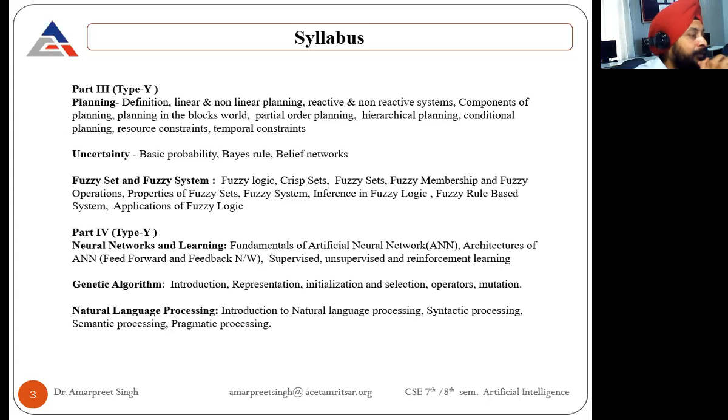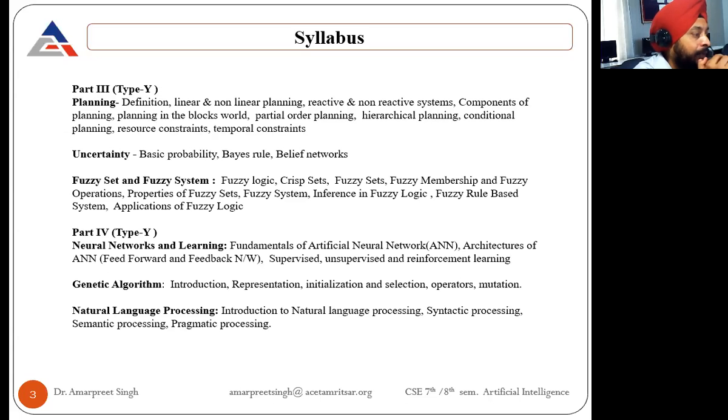Dealing with uncertainty is also one of the characteristics of the human, so we want the machine to deal with uncertainty too. How to deal with uncertainty? One way is basic probability theory. Through the probability concept we can deal with uncertainty, and in probability theory we will do Bayes rule and belief networks.